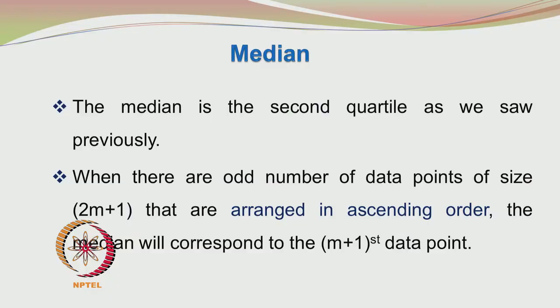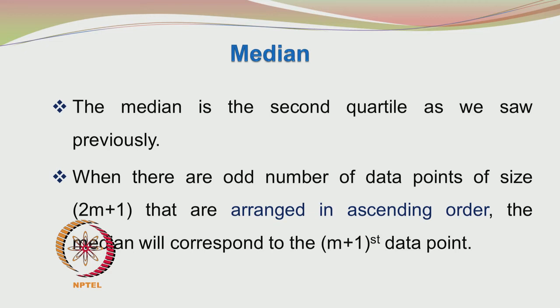The median is also a measure of the central value in the distribution, and we also saw in the box plot discussion that the median is the second quartile. How do we find the median? It depends upon whether the data set has an odd number or an even number of points. You arrange the data points in ascending order, putting the smallest number first and the largest number last, and then you find the median.